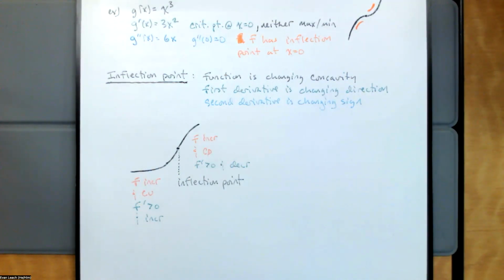So that's what we mean by an inflection point. The first derivative is changing direction. The function has changed concavity. The second derivative is changing sign.